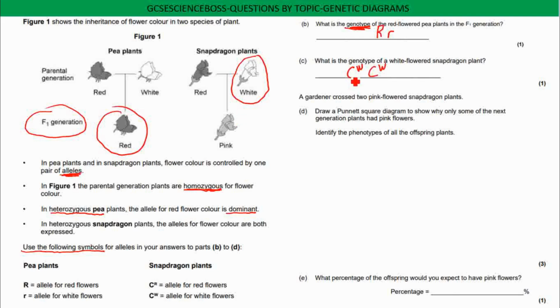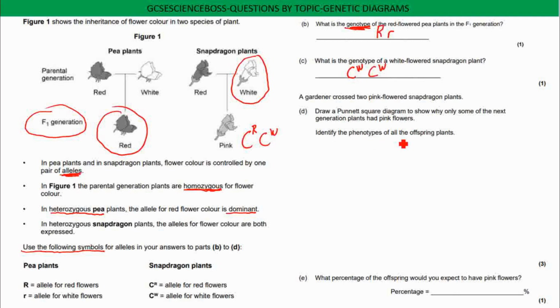Good. The gardener crossed two pink flowered snapdragon plants. So remember what they said here, in heterozygous snapdragon plants, the alleles are both expressed. So the white and the red are both expressed. So that means that the pink has to be CR and CW. So now they want us to draw a Punnett square. That's how I pronounce it, I don't know how you pronounce it. Draw a Punnett square diagram to show why only some of the next generation plants had pink flowers.